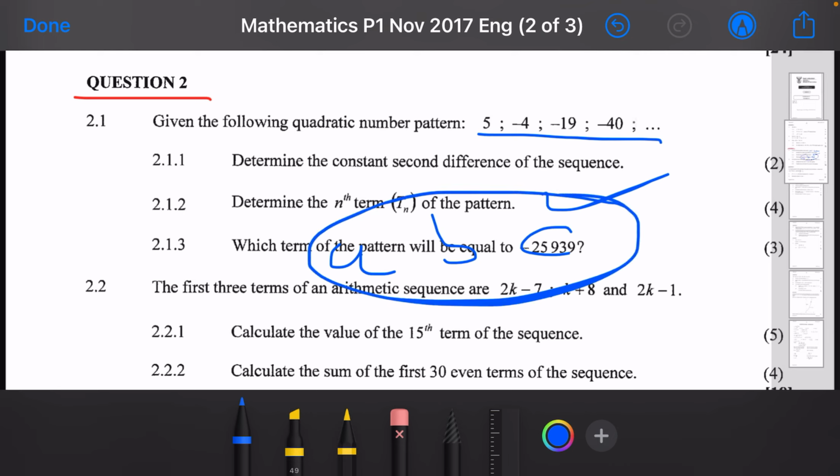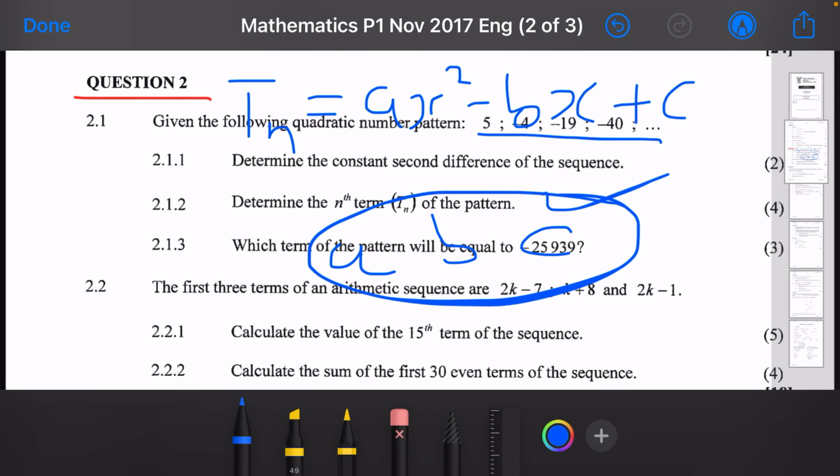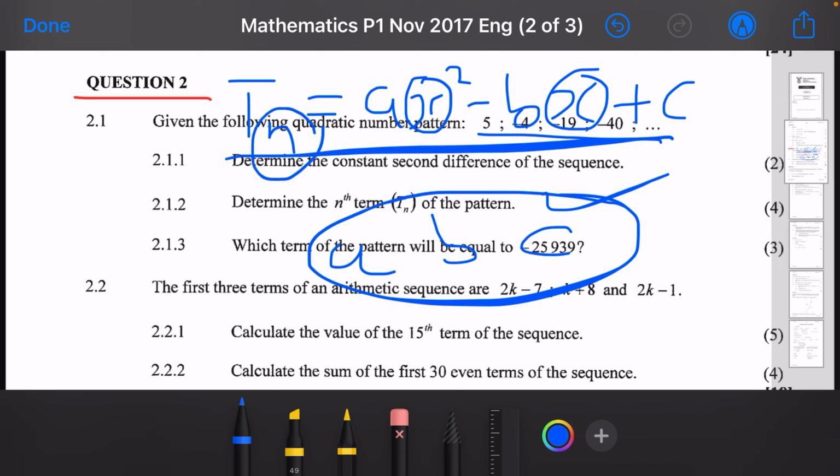Tn of the pattern. Massively important, ladies and gentlemen, and this question is allocated 4 marks. For this type of question, obviously, you've got that first value. If you do that difference and get that value on your second difference, then you can make use of this information in order to determine the general or the nth term of that pattern.